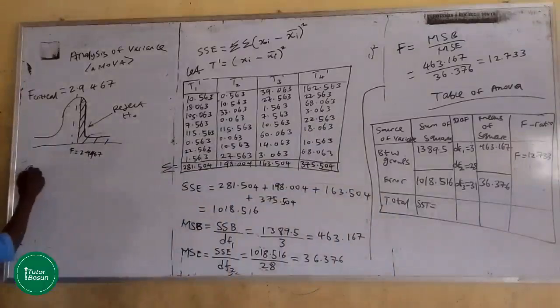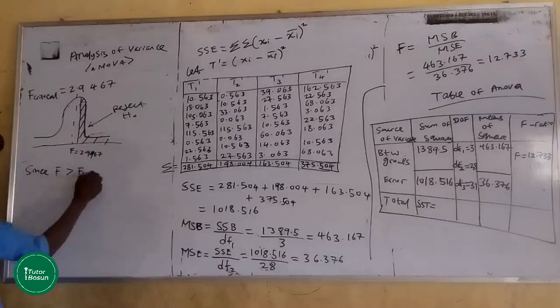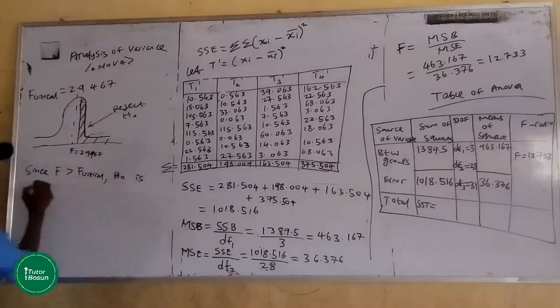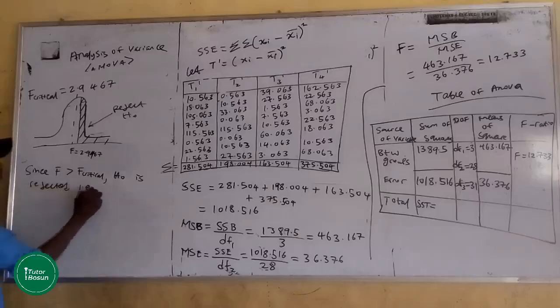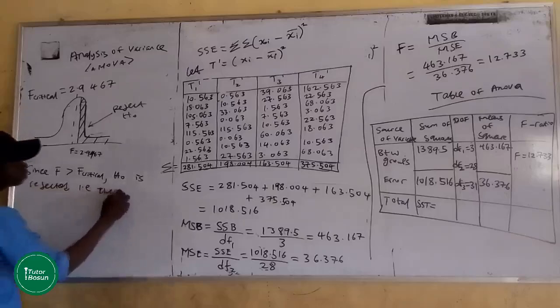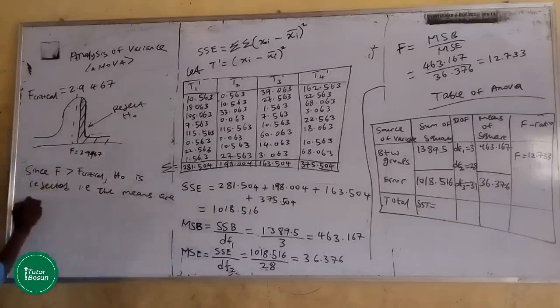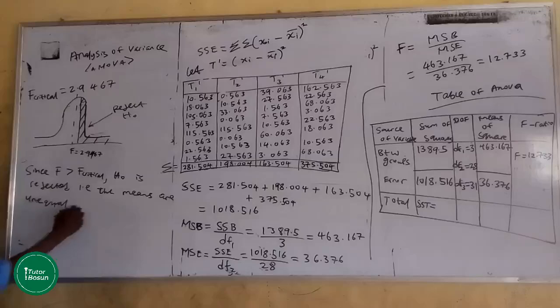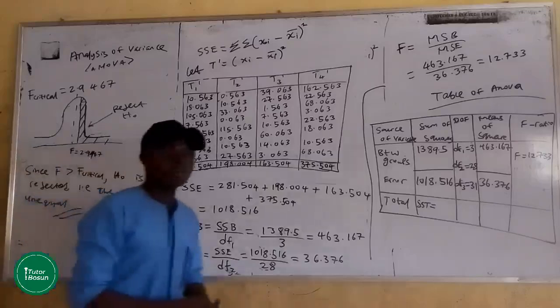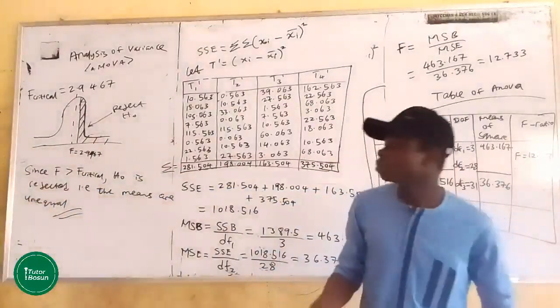So you can say since F is greater than critical F, H0 is rejected. That is, the means are unequal. The means are unequal. And that will be the conclusion to that problem.